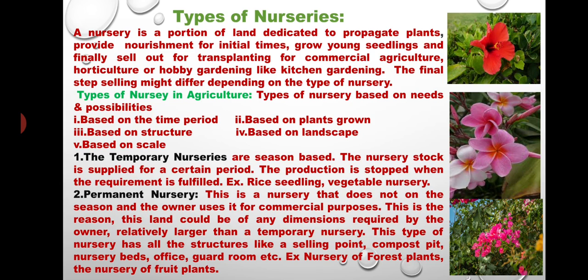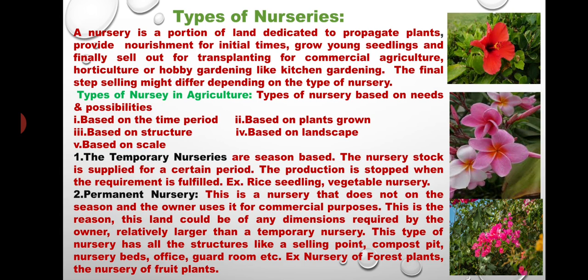The first one is the temporary. Basically there are two kinds of nurseries: temporary nursery and permanent nursery. First, we discuss temporary nursery. Temporary nurseries are season based. The nursery stock is supplied for a certain period. The production is stopped when the requirement is fulfilled. The best examples are rice seedling and vegetable nursery.